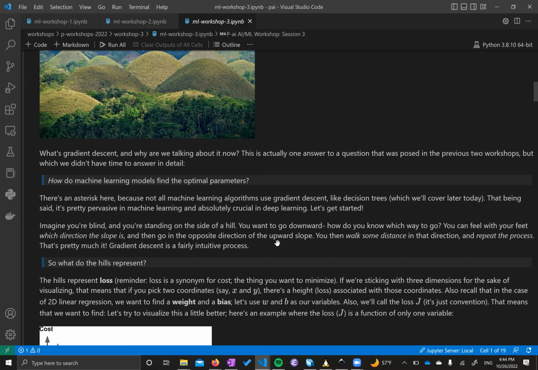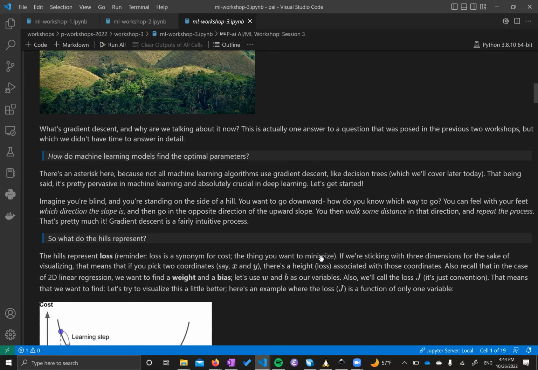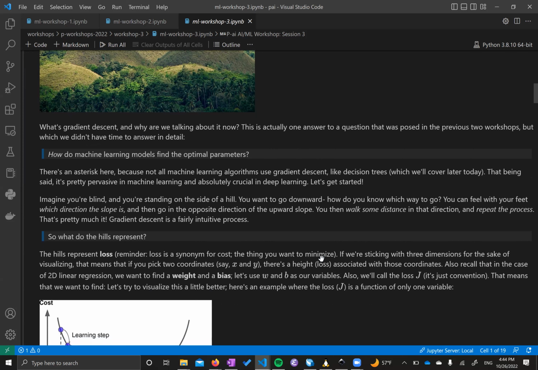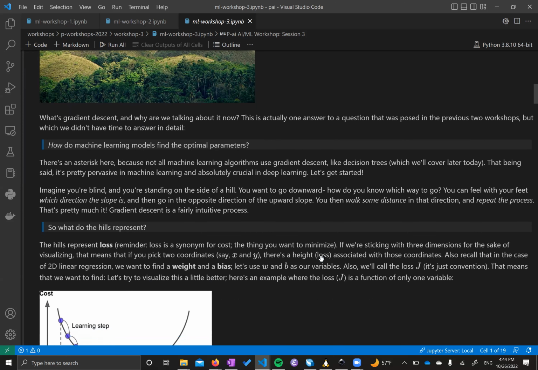But the basic intuition, the basic picture you can keep in your head, is that you're looking for a minima. You're basically walking around a set of hills looking for the lowest point, looking for the deepest valley. In this instance, the hills represent this thing called loss, which is basically your error. It's the thing you want to minimize. And so by walking down them, you can reduce your loss gradually.